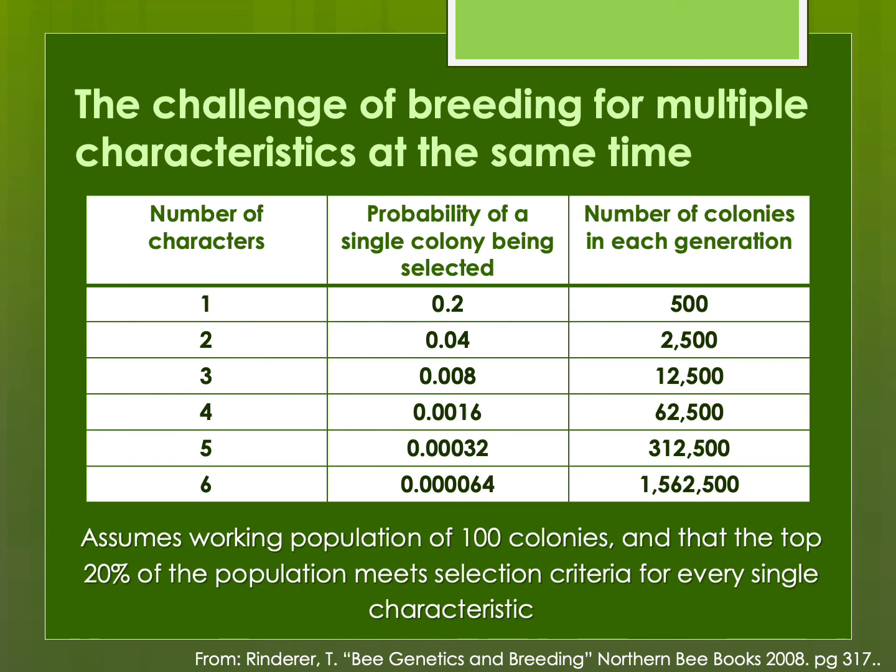So the problem with trying to breed for multiple characteristics at the same time, if you're trying to produce the perfect colony, if you're trying to select for one characteristic, the chances of finding that perfect colony is pretty low. You need to have 500 colonies in every generation. If you're trying to select for 6 characteristics, you need like 1.5 million colonies.